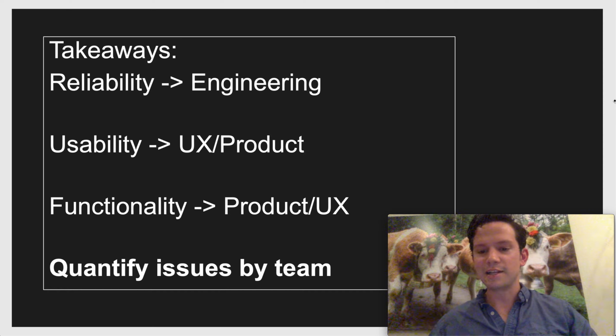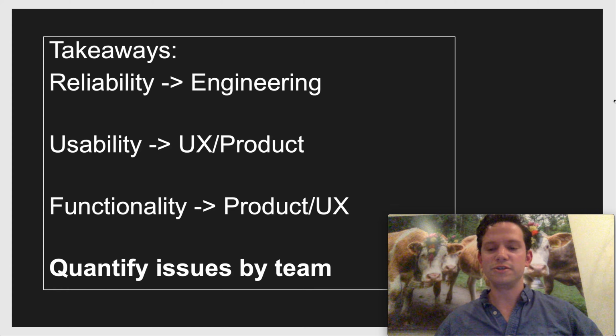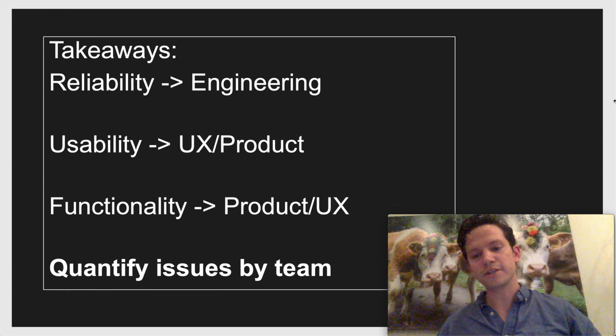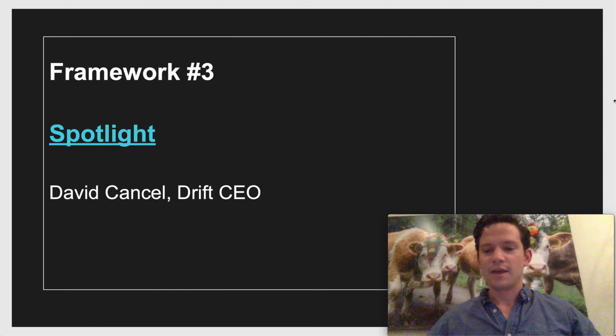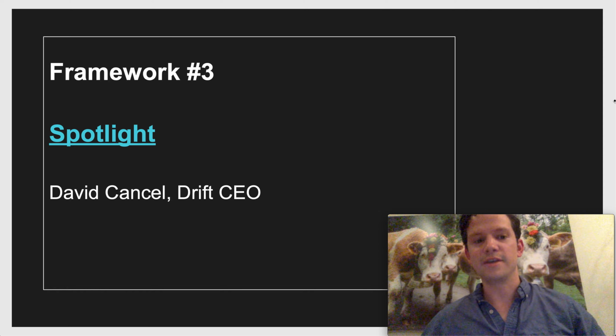And the thing that I really liked about this framework was that it quantifies all of the different issues that customers are talking about by the team. So a team member on your engineering team or your product team or UX team or whatever team can take a point if 70% of the issues from that quarter that users are talking about fall under one of these categories for that specific team. And then the last framework I'll talk about is the Spotlight framework.